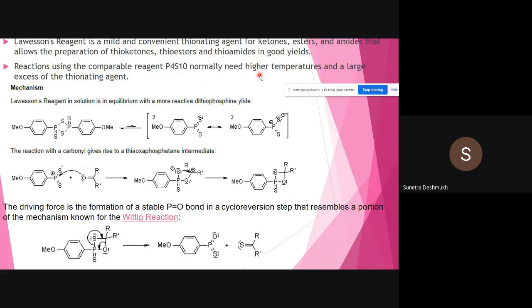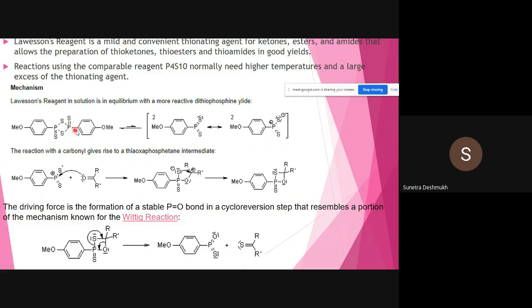allows the preparation of thioketones, thioesters, and thioamides in good yields. Reactions using comparable reagents like P4S10 normally need higher temperature and a large excess of thionating agent. So, for inducing a sulfur atom in any reaction, we can use this Lawesson's reagent. Lawesson's reagent in solution is in equilibrium with dithiophosphine ylide.